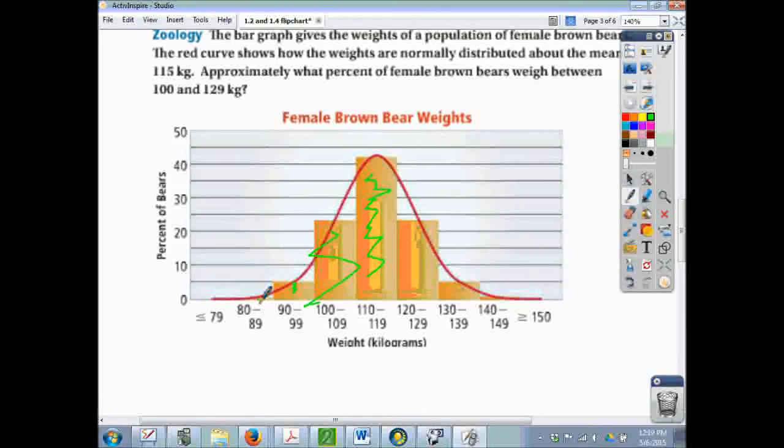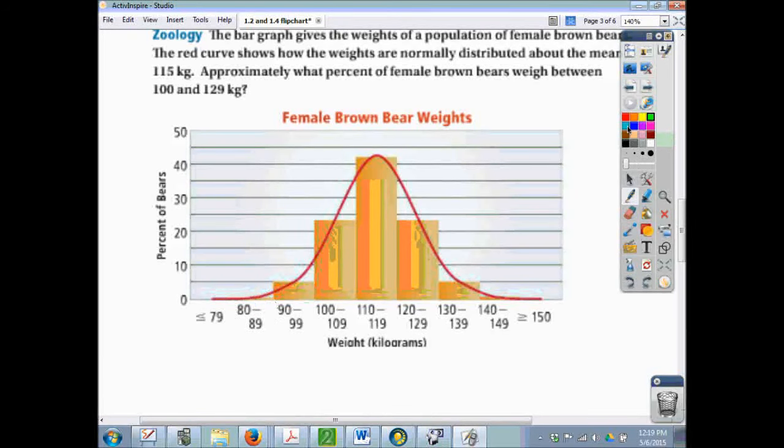Now the part B we're going to do together. Look at part B of the problem. The standard deviation of the female brown bears is about 10 kilograms. What percent are within 1.5 standard deviations of the mean?